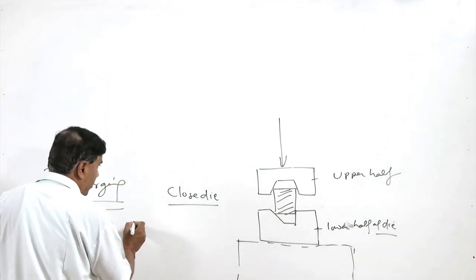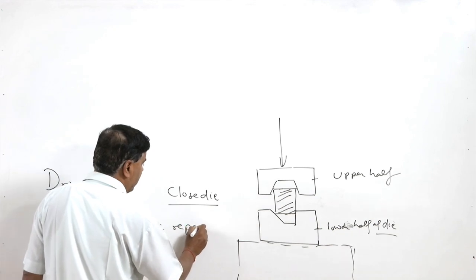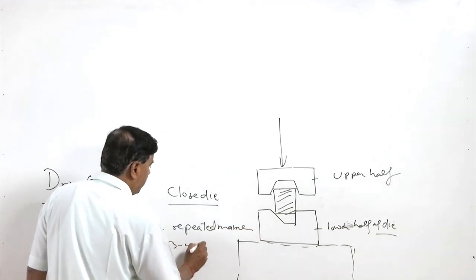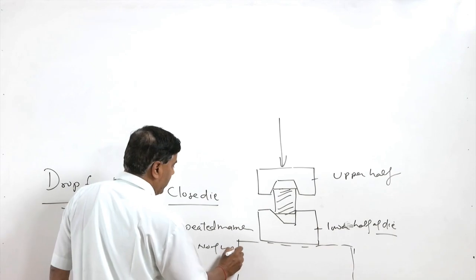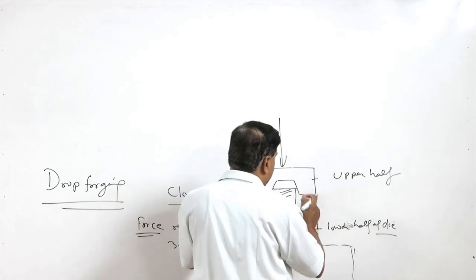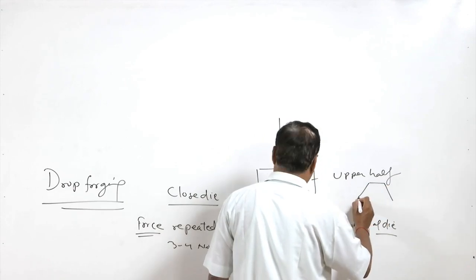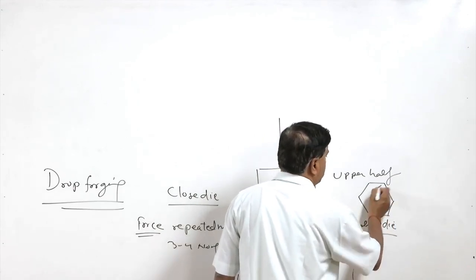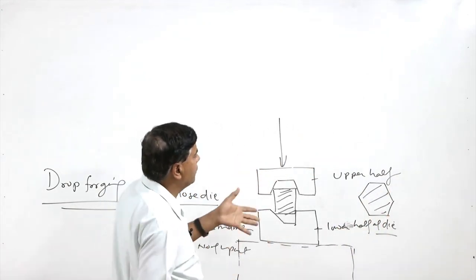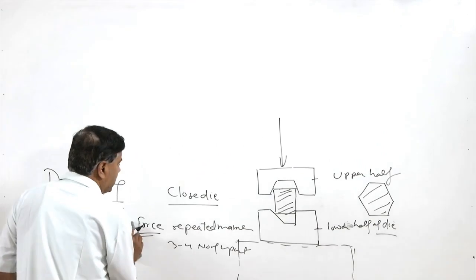So, here the force is applied in repeated manner, means 3 to 4 number of the impacts are applied onto the stock with the help of the upper half of the die, so that the die is closed. Once the die is closed, we will be getting the product of the shape like this. So, this will be the product. This may not be the final product. So, in order to get the final product, we may have to make the number of the dies with the gradual change in the shape.